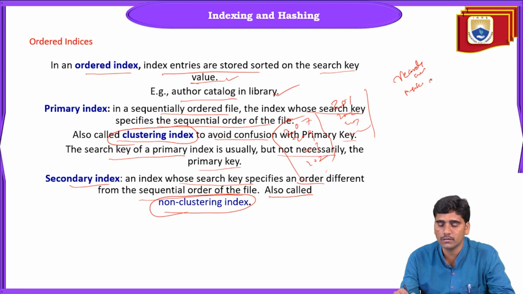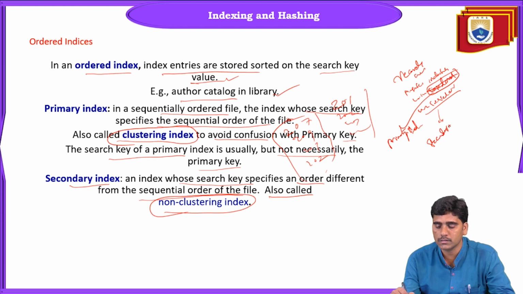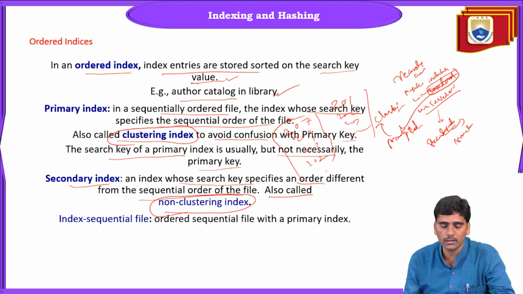All these records are inserted into the index file in sorted order or unsorted order. All the sorted order is taken as a primary index, and all the unsorted order is taken as a secondary index. So the secondary index is also called a non-clustering index, and the primary one is called a clustering index. So these are the ordered indices: the primary index and the secondary index.